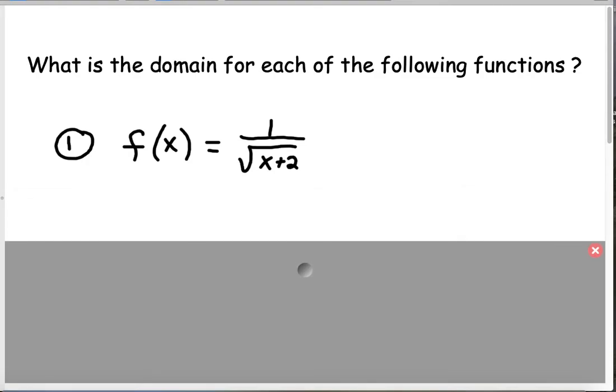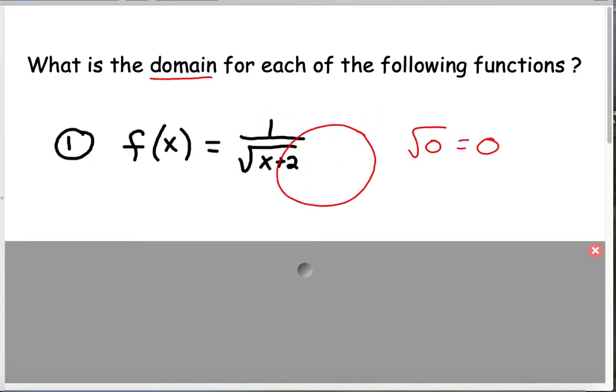So we look at the first one, and the domain means what values can I plug in for x that won't cause a problem. When you see a fraction, you know you can't divide by 0. So plugging in a -2 for x would be bad, because I'd wind up getting 1 over 0, and I can't do that. Even though you can take the square root of 0, that's allowed, that equals 0. For this particular expression, that's not going to be any good, because it would be 1 divided by 0.